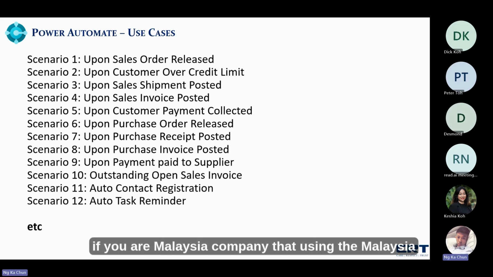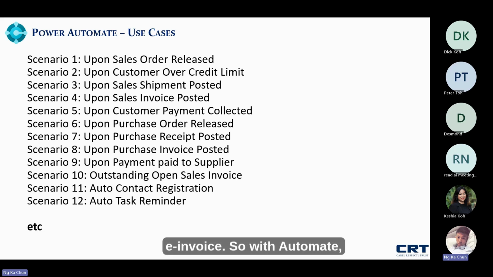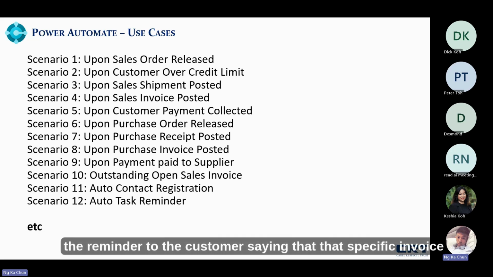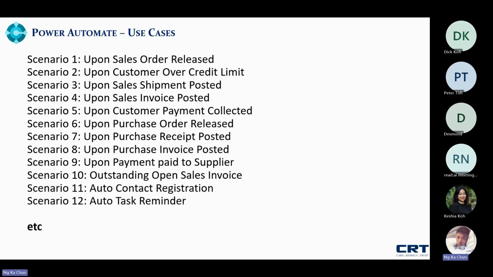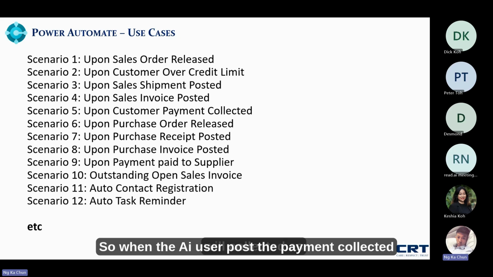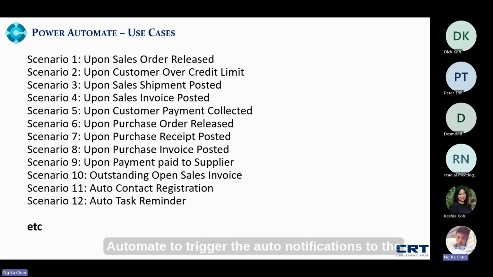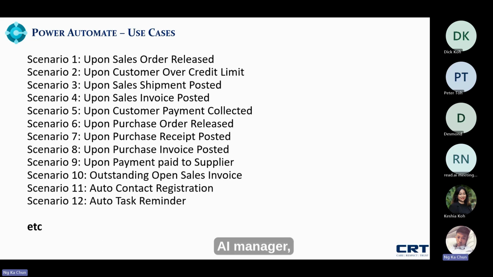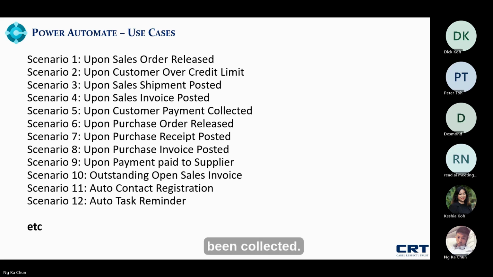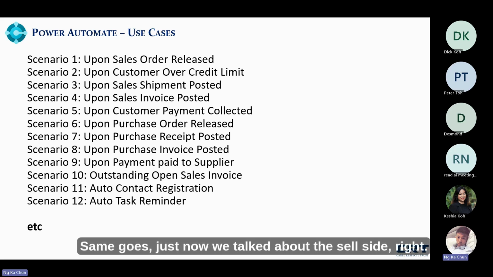Same so, if you are a Malaysian company using the Malaysia e-invoice, with Power Automate we can also say that once the invoice is posted and validated, we trigger a reminder to the finance department or to the customer saying that that specific invoice has been posted or validated. So scenario 5, whenever there is a payment collected, meaning once the customer makes the payment and the AR user posts the payment collected, you can also use Power Automate to trigger automatic notifications to the AR manager or the finance manager saying that this specific payment has been collected. Okay, same goal. Just now we talked about the sales side, right?